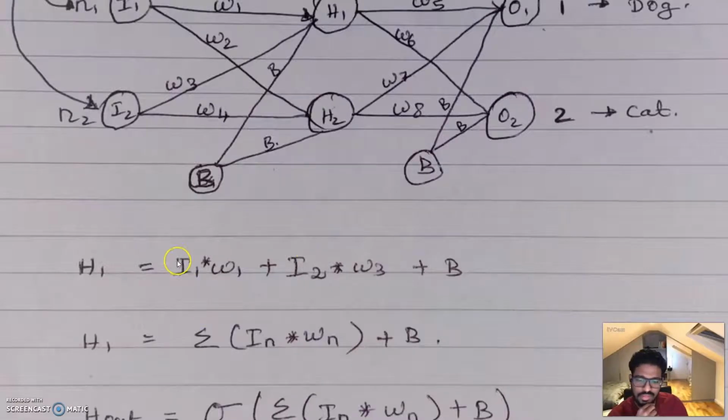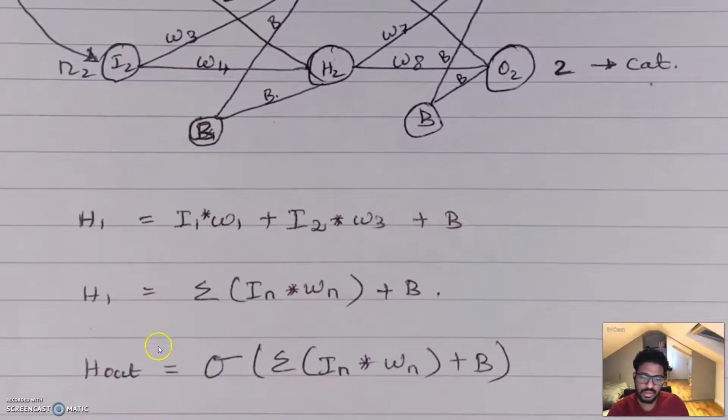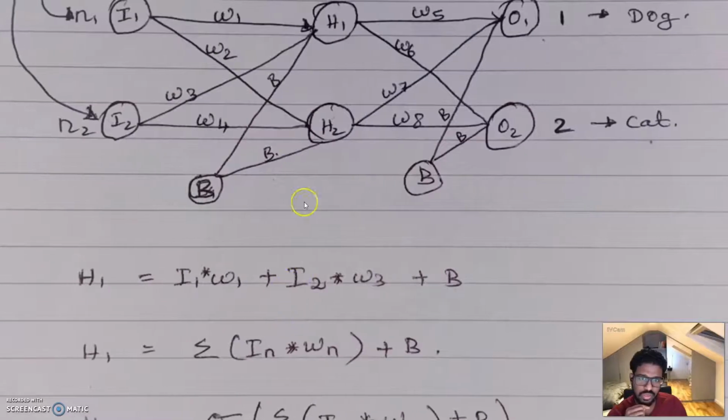So here you can simply say, by simplifying this equation, the sum of In into Wn plus bias is equal to H1. If you do the sigmoid of H1, then you will get H out. H out is the activation function of this neuron, that H1 neuron.